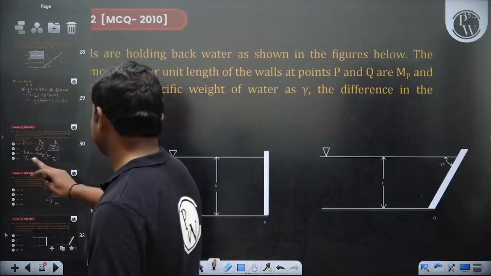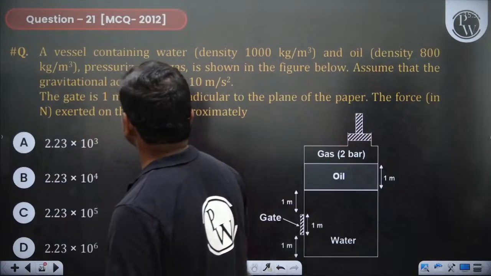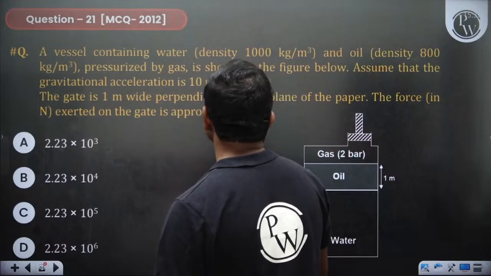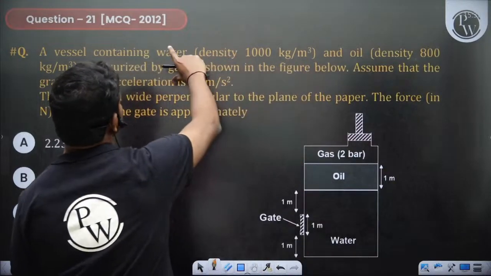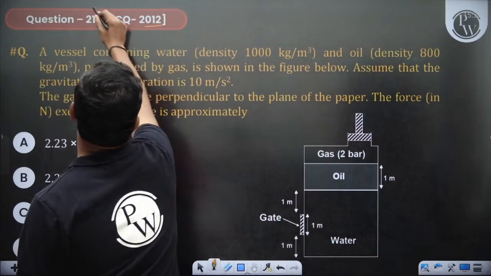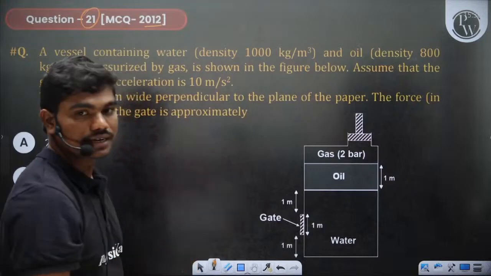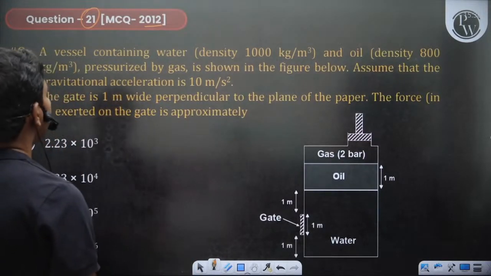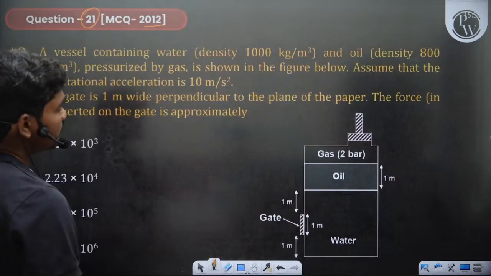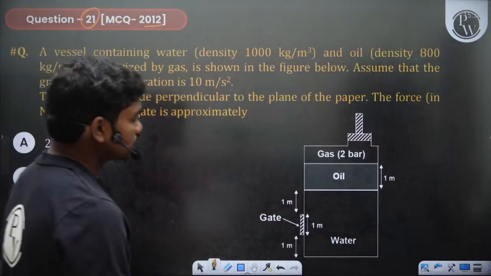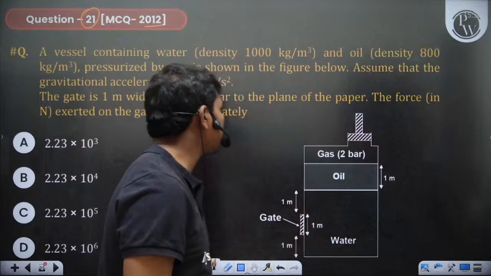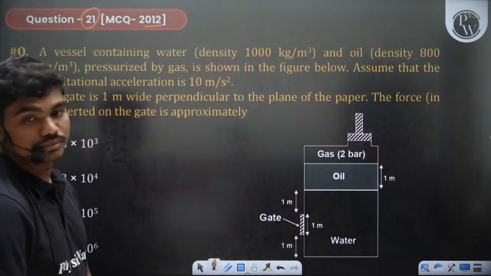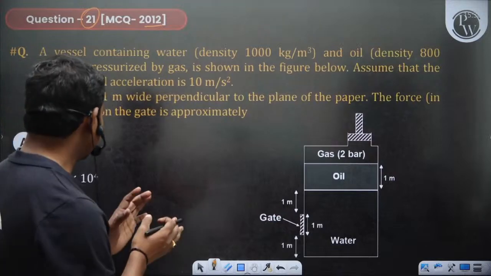Same question, but something else is changed. What is that? The gate is 1 meter wide. So still the story is the same. 2012 again. Back in those days there were these questions where you have common data for 1-2 questions. The vessel contains water and oil, same story. The gate is 1 meter wide perpendicular to the plane of the paper, so this thickness into the paper is also 1 meter. The force exerted on the gate is approximately? So what should be the force exerted on the gate actually?